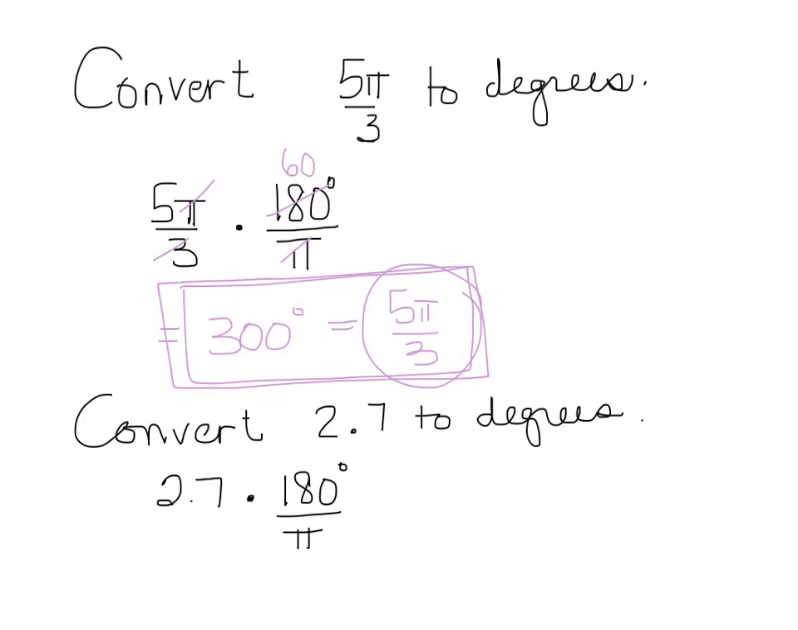Okay, now this time I got my degrees on the top like I wanted, but I'll probably use a value of pi so I can get a decimal answer. So all I'm going to do is pull out my calculator and say 2.7 times 180 divided by the value of pi, and you should use the value of pi on your calculator. Enter that, and I get 154.7. I need a degree mark. 154.7 degrees is the same as 2.7 radians. All right. So if you don't have a pi in your answer, you probably want to give one without as well.